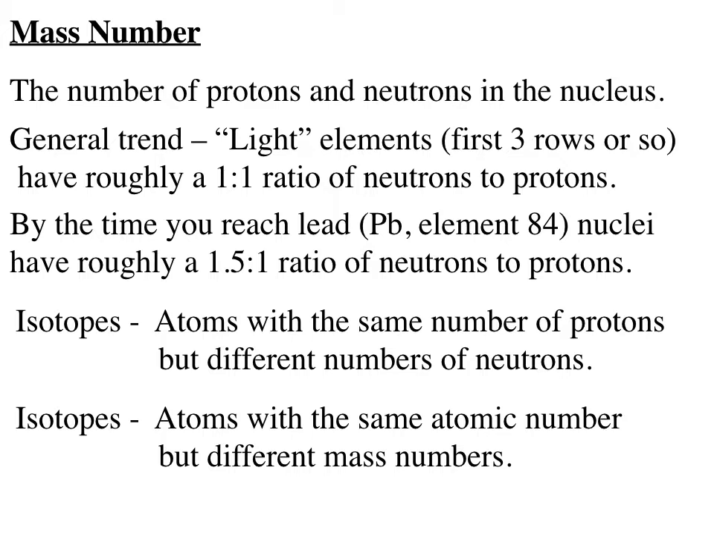The second term we're going to introduce, which describes the subatomic particles in an atom, is known as the mass number. Now, the mass number deals with the total number of particles present in the nucleus. And remember, the subatomic particles present in the nucleus are the protons and neutrons. Sometimes these are called the nucleons because those are the two subatomic particles that you find in the nucleus. So what is the mass number then? The mass number is the number of protons and neutrons present in a nucleus.